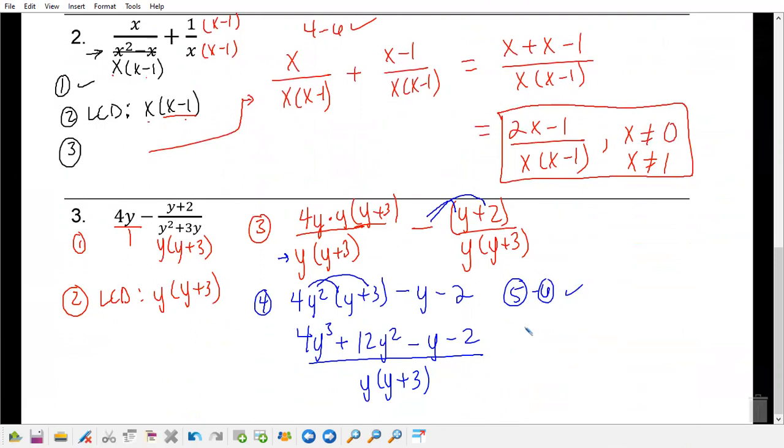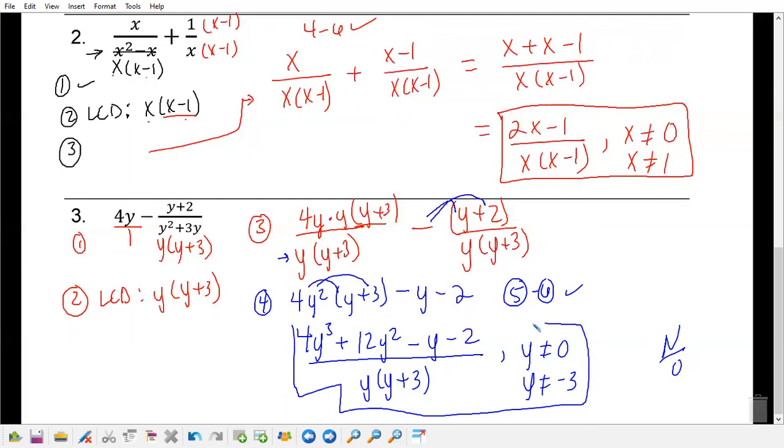Now I'm at 7, and 7 is stating my restrictions. So what are my restrictions? Well, y cannot equal 0, and y cannot equal -3, because if they did, then they would make my denominator equal to 0, and it is a no-go for 0 in the denominator. Okay, and there we have it.